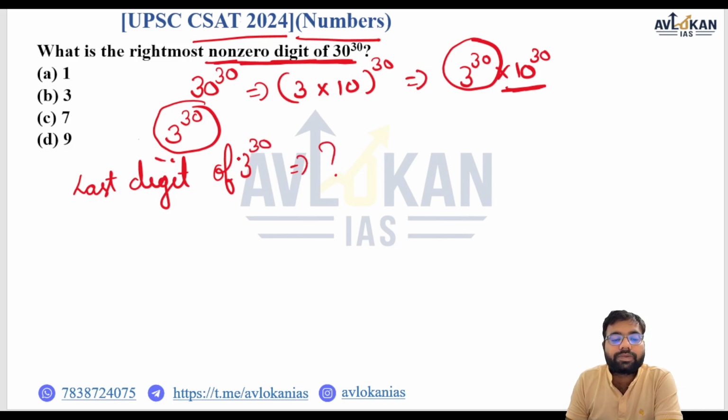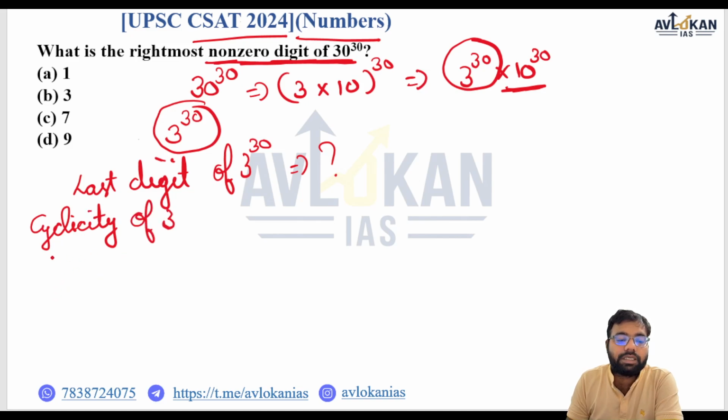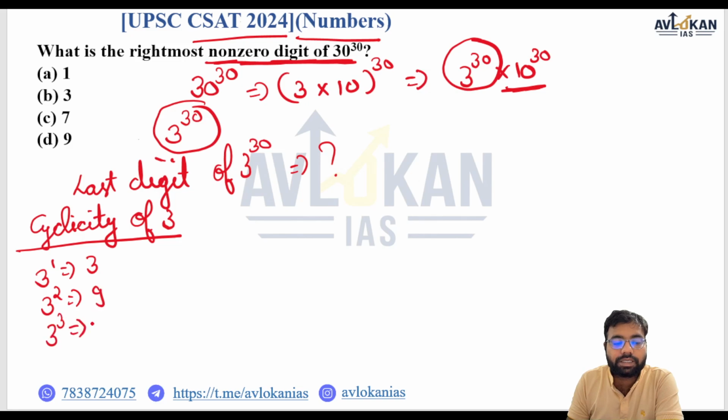So before going on to this one, we need to know the cyclicity of 3. Let's look at it. 3 to the power 1 is 3, 3 to the power 2 is 9, 3 to the power 3 is 27, 3 to the power 4 is 81 and 3 to the power 5 is 243. Now see, here the last digit is 3, and here the last digit is 3 again. So after 4 powers, the digit is getting repeated. So the cyclicity of 3 is 4.